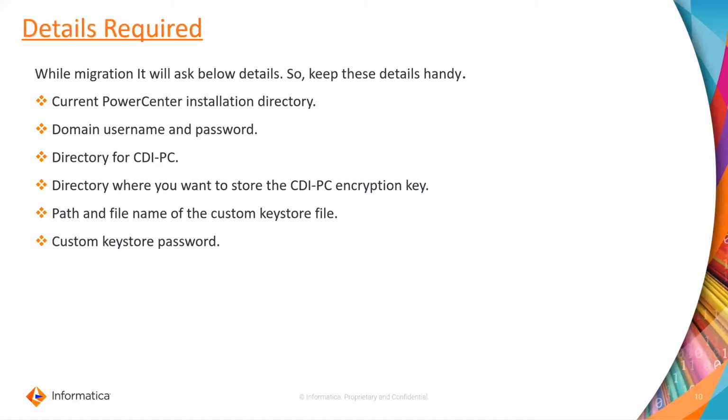Now let's see what are the details asked in the migration process. When we run the installer, it will ask for the current Power Center installation directory, domain username and password, directory for CDI-PC, directory where you want to store the CDI-PC encryption key, path and file name of the custom key store file, and custom key store password.